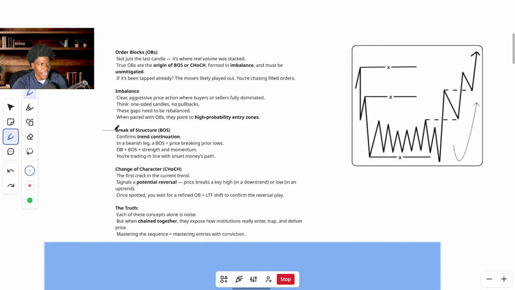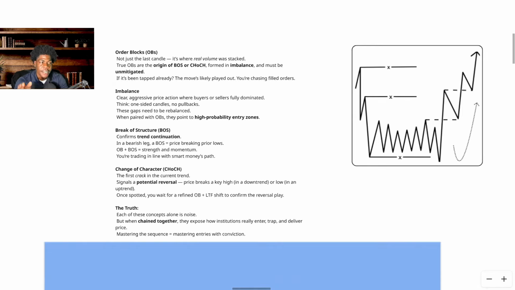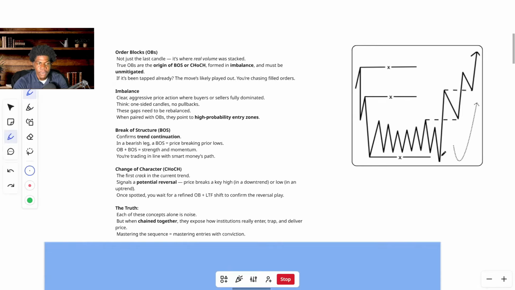Let's keep going. Our next point is our break of structure. This confirms our trend continuation. In a bearish leg, a break of structure breaks prior lows, but in a bullish leg, a break of structure breaks the prior highs. As you can see right here, when price gives us this liquidity sweep of this old low on a bullish leg, a break of structure will give you a break of the prior swing high right here. But from a bearish standpoint, right, if we were going lower, this right here would be a bearish break of structure if price was extending lower to continue this trend down here.